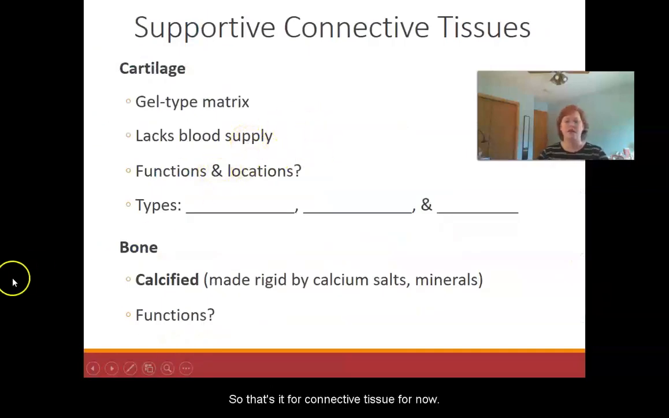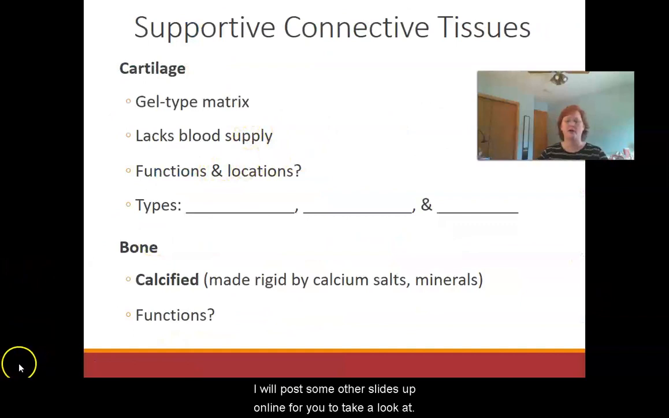All right, so that's it for connective tissue for now. I will post some other slides up online for you to take a look at. And then we'll move on to the integumentary system.